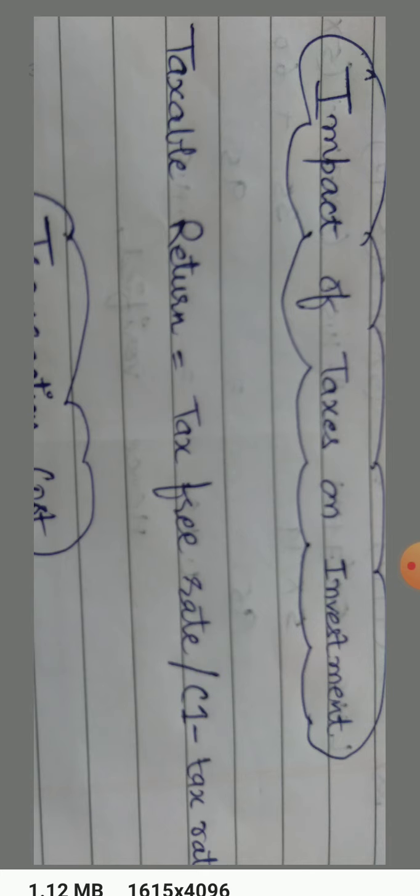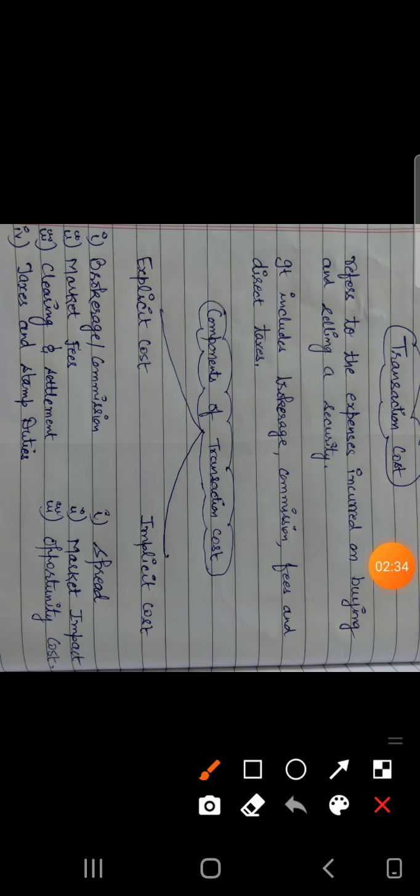Next, we are looking at the transaction cost in investment. Transaction cost, as you can see on your screen, refers to the expenses incurred on buying and selling a security. It includes brokerage, commission, fees and direct taxes.